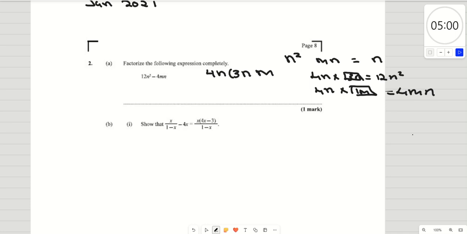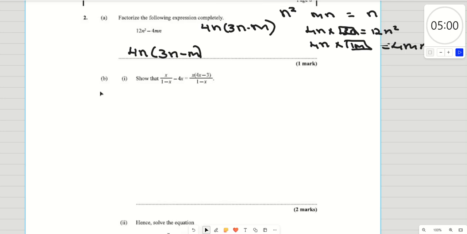But then let's look at the sign. There's a negative. Remember, it's negative 4mn. So it's going to be minus m. Close bracket. So the answer for the first one is 4n, open bracket, 3n minus m, close bracket. And that is how you would do the first.